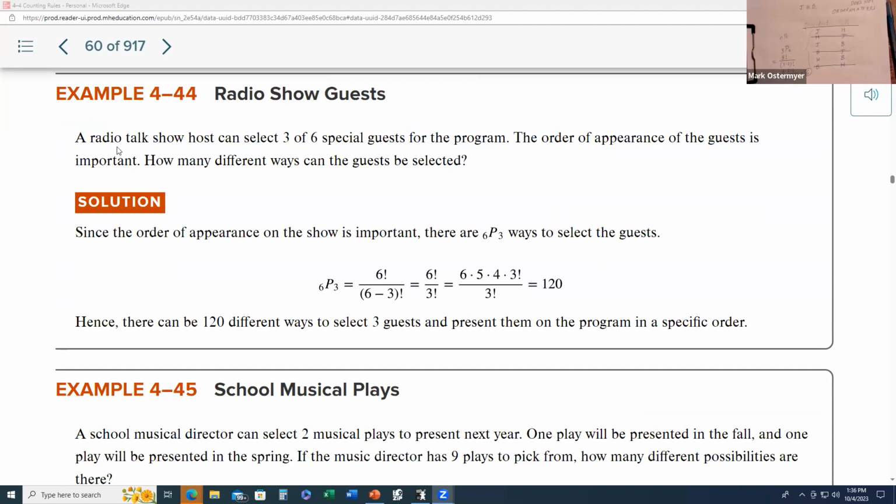Example 444: a radio talk show host can select 3 of 6 special guests for the program. The order of appearances of the guests is important. Well, if the order is important, that means order matters. So in how many different ways can the guests be selected? Well, this would be a permutation because order does matter. So 6 permuted 3 ways. However you compute it, whether you play around with the factorial notation or just use your nPr function on your calculator, there's 120 different ways of selecting 3 people from 6 in a specific order.